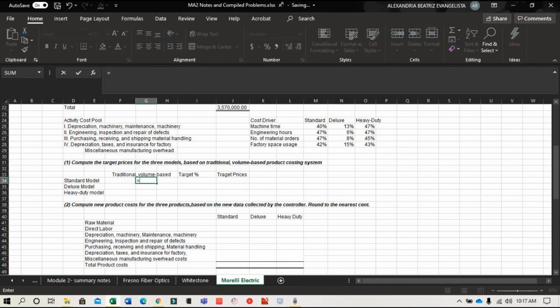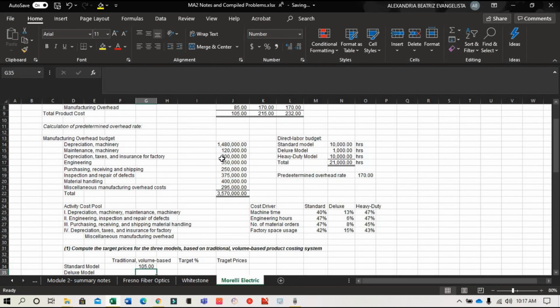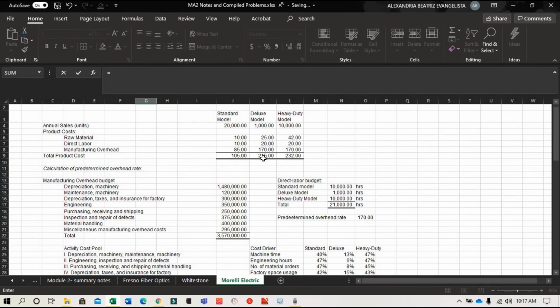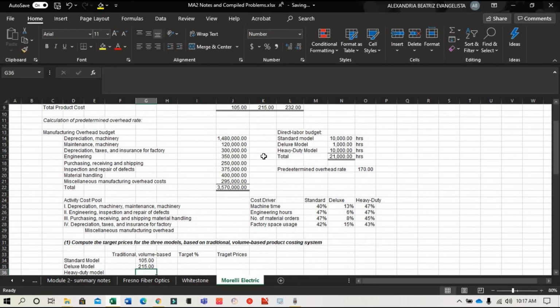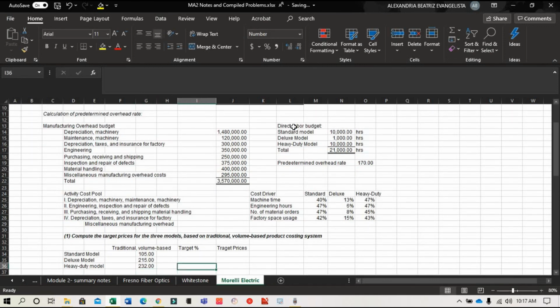So for standard model, that is 105. For deluxe model, that is 215. And for heavy duty, that is 232.